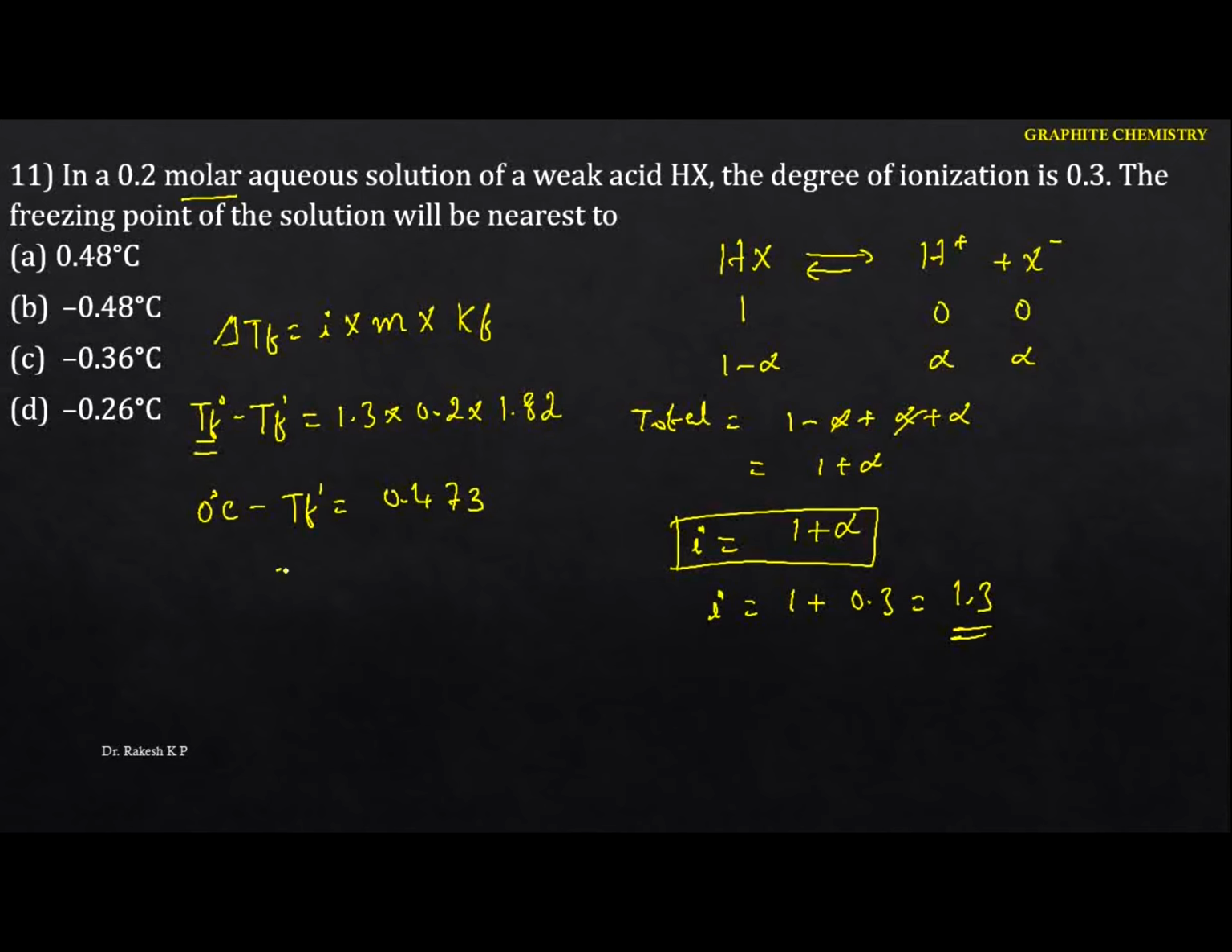So now the Tf dash, if I convert here, becomes minus 0.473 degrees Celsius. Its nearest value is which one? That is B. That means the freezing point of the solution will not be exact, but nearest to minus 0.48 degrees Celsius. Next one.